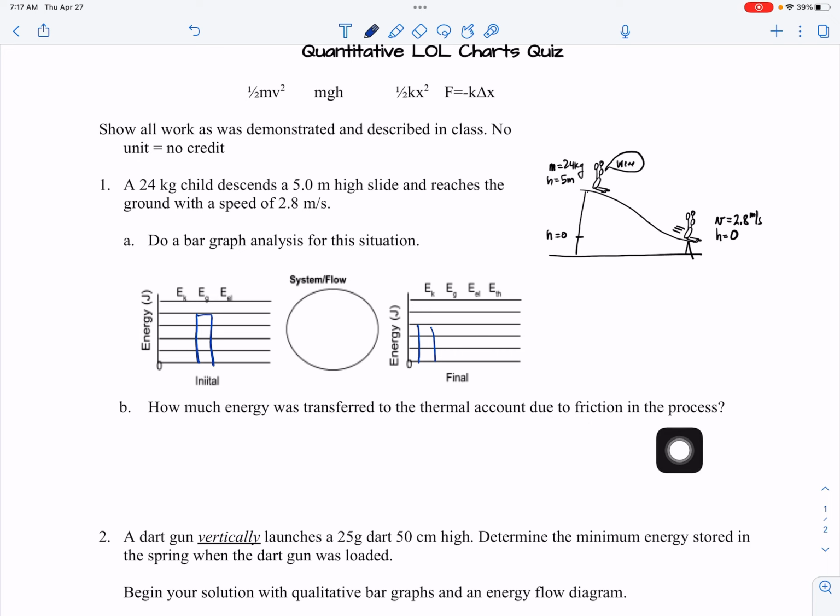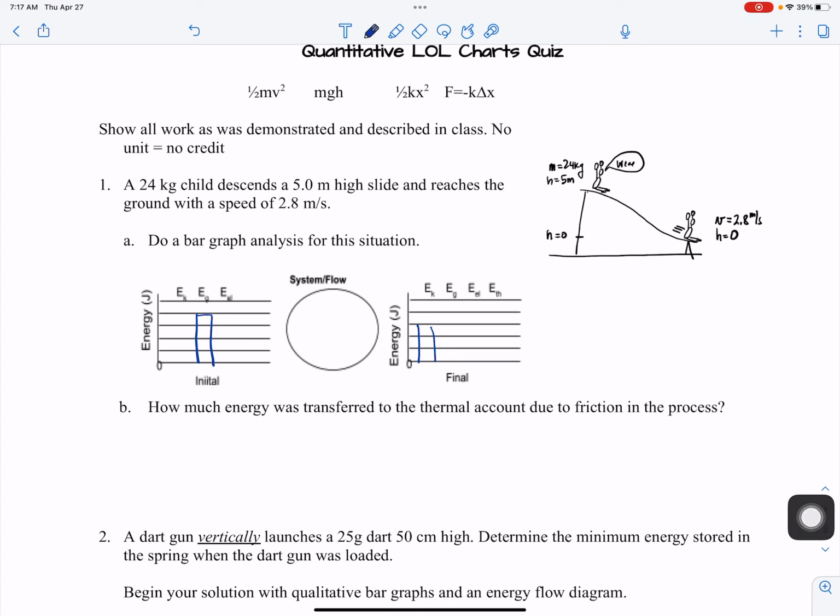Does the child have gravitational? The answer is no. How do you know that? Well, it says h equals 0, and the child is right at the h equals 0 sign, so there's no gravitational potential. Does the child have elastic energy? Nope. No elastic energy. How do you know that? Because there's no spring.